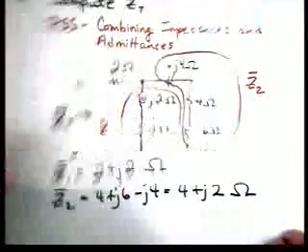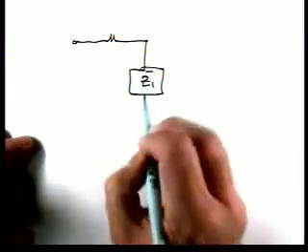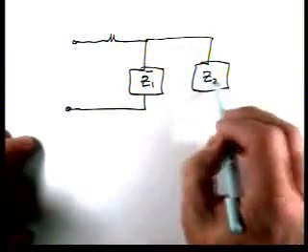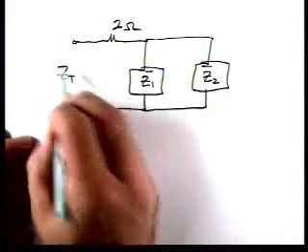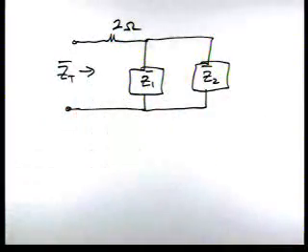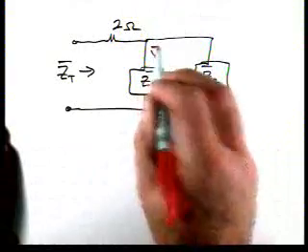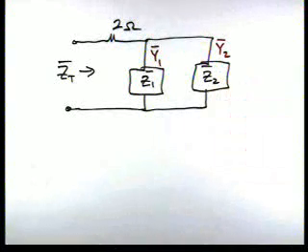Now let's redraw our circuit. Here's Z1, here's Z2. Now we have two elements in parallel, so let's calculate Y1 and Y2, and then we can combine those in parallel by adding them.